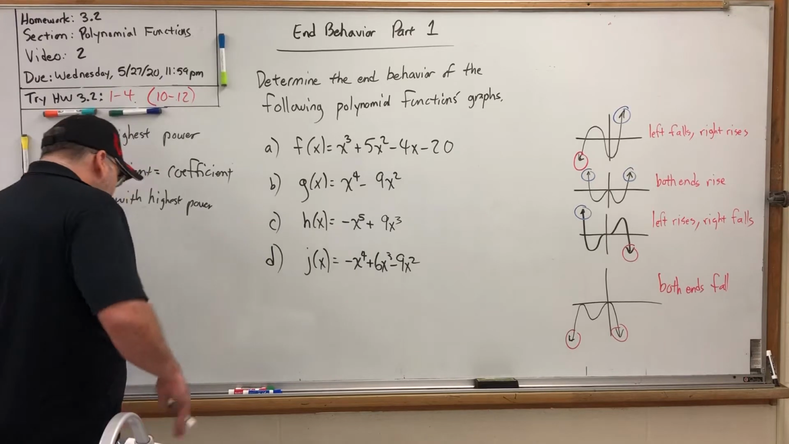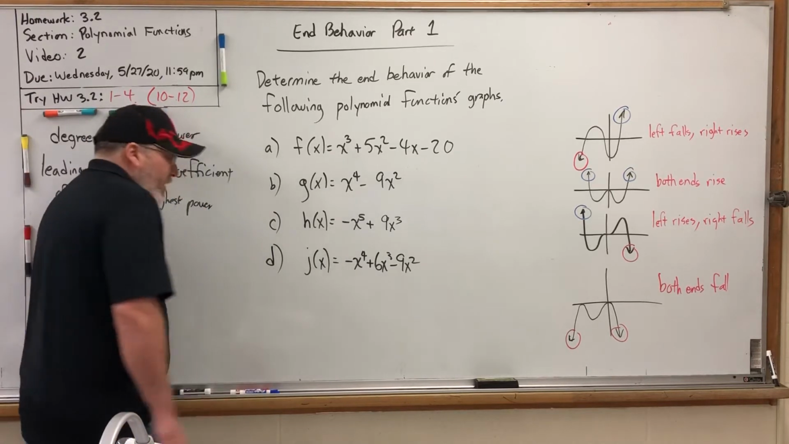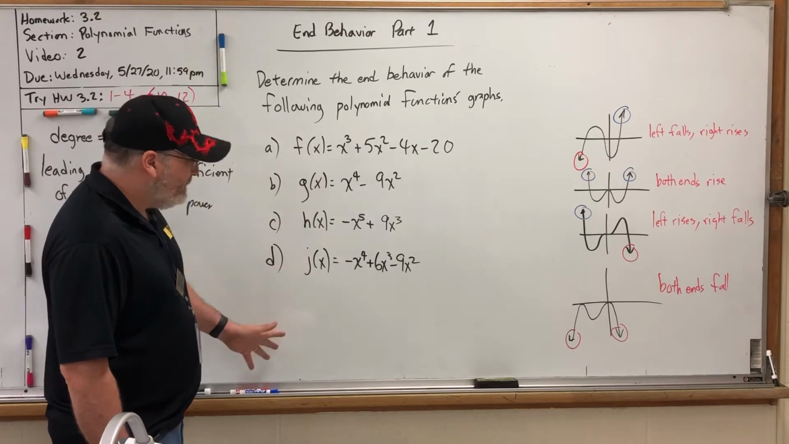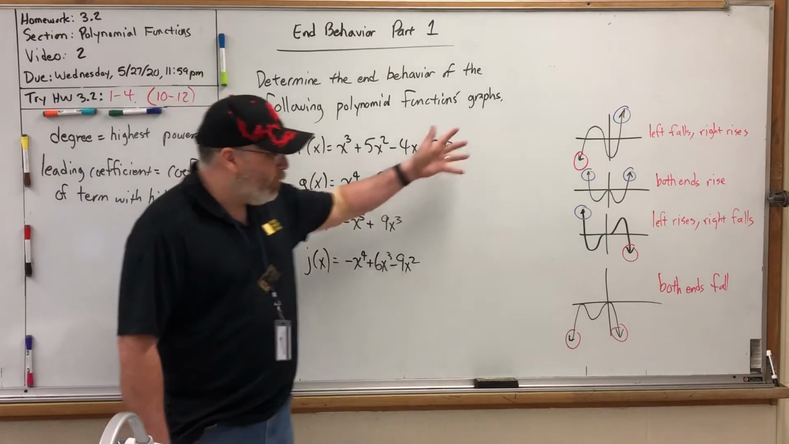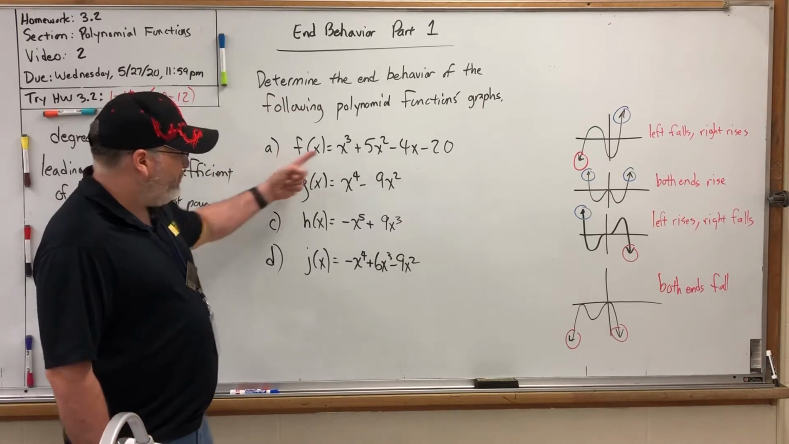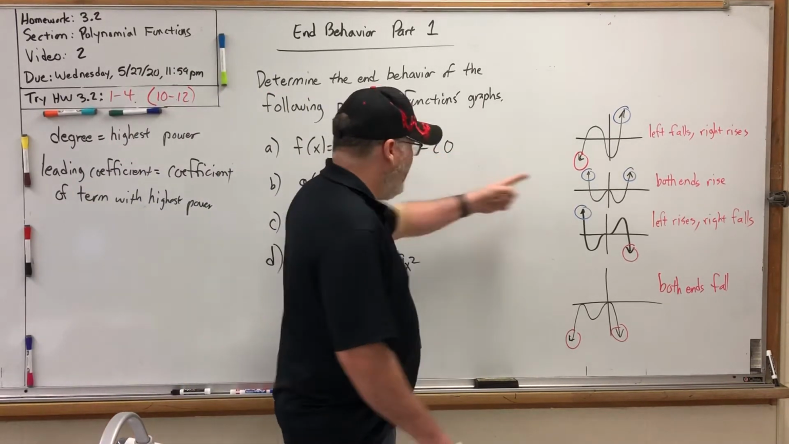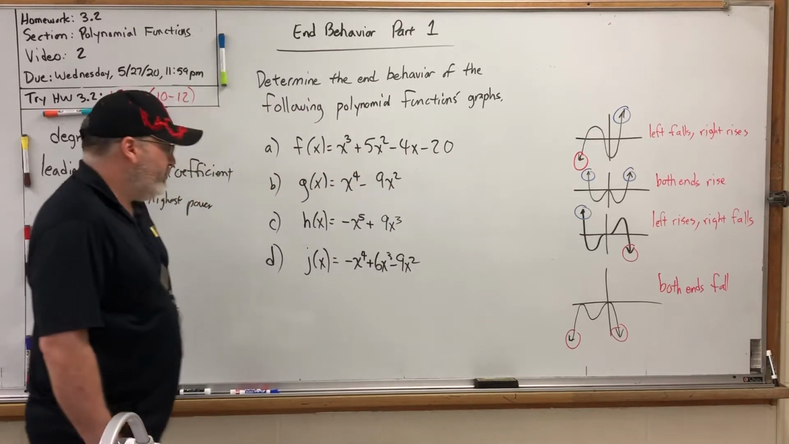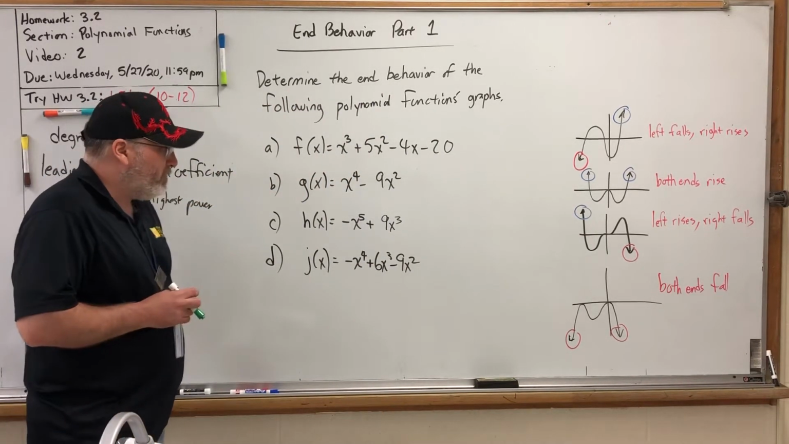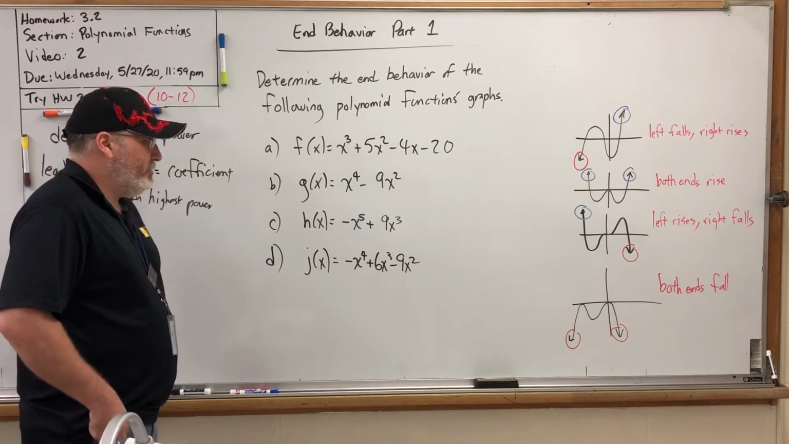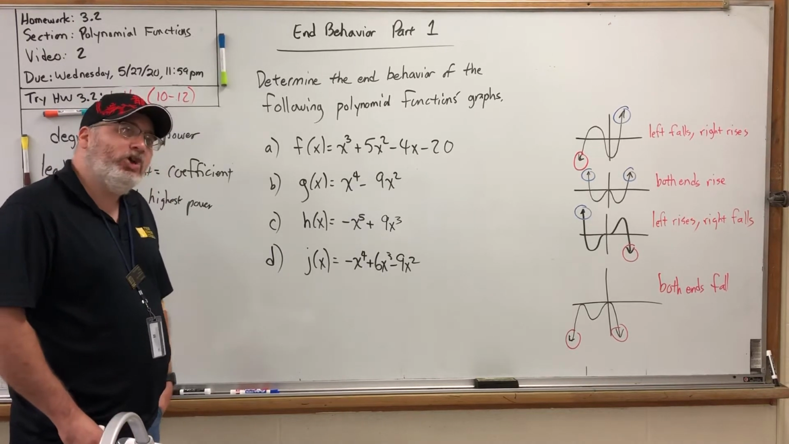But what I really want to do is try to figure out what you look for in these functions to determine what the ends of their graphs will do. This is the graph of f of x. They're in the same order, A, B, C, and D. So where do we look to determine end behavior? The answer is in the leading term.